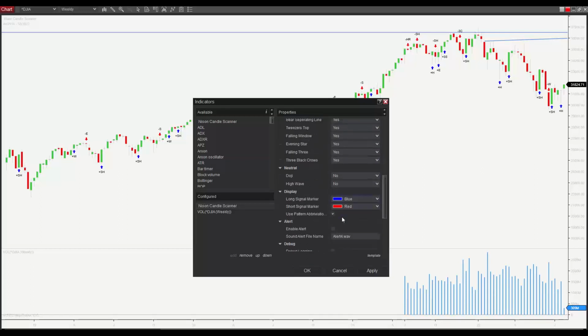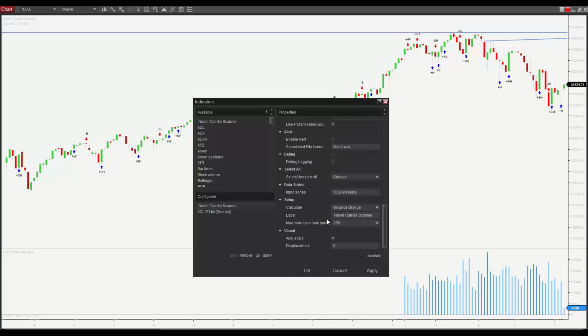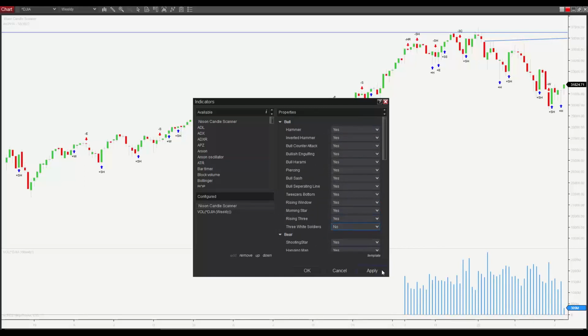Okay, you could change colors. Here's where you would enable alerts. And then, like I said, you could change it on price change or on bar close. And you can look back as far as you want to go.